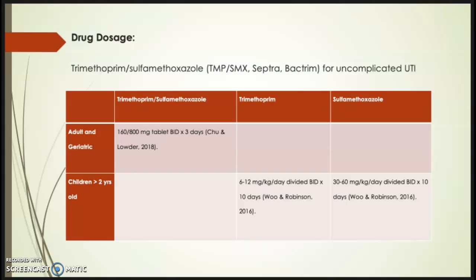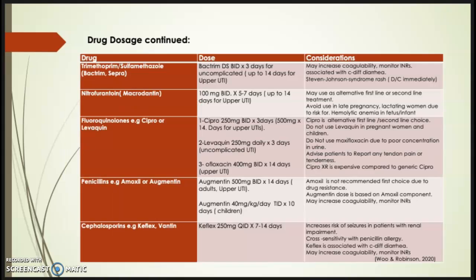Here are the drug dosages for Bactrim for an uncomplicated UTI. Here we have listed the dosages for adult and geriatric as well as children who are greater than 2 years old. This next table goes over drug dosage and different medications that can be prescribed for UTIs. The drug can vary depending on patient variables, allergies, the type of bacteria that is found in the culture during the urinalysis. All of these are factors that contribute to what drug is chosen. The different dosage and considerations are listed for each drug, as you can see listed here.